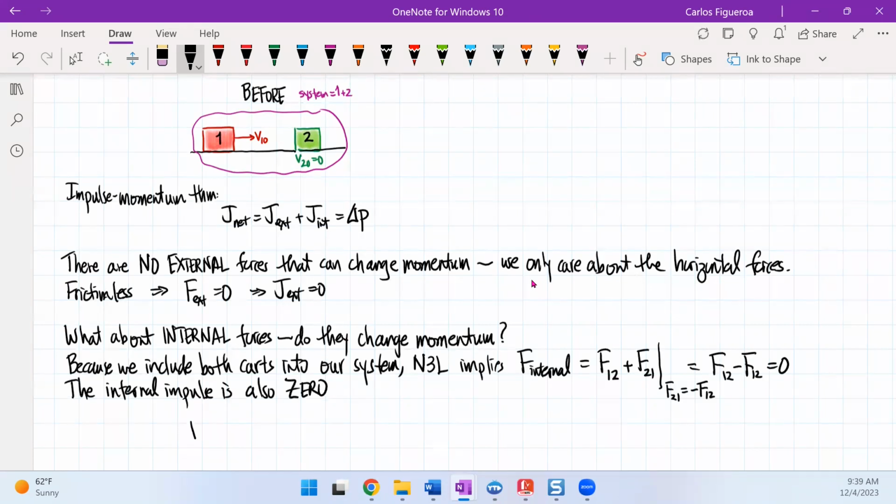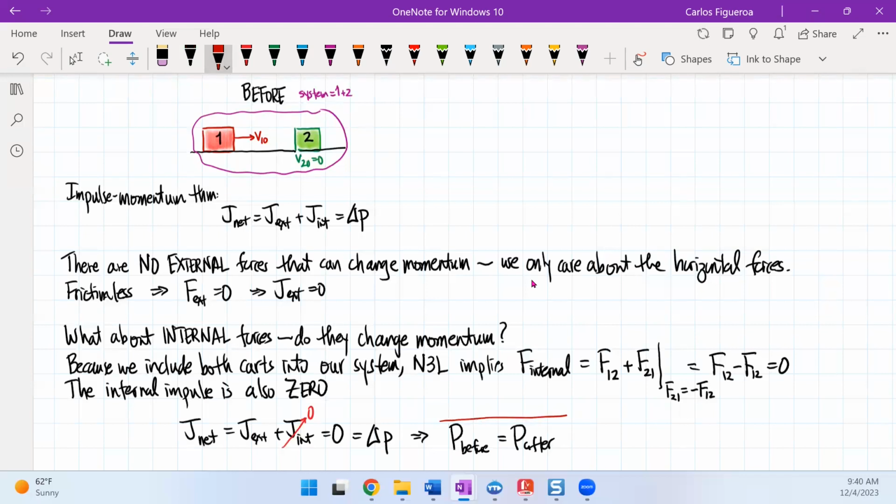So then from the impulse momentum theorem, I have no external impulses, and the internal impulse, from Newton's third law, is 0. So therefore, the change in momentum has to be 0, which then implies that the momentum before and the momentum afterwards are exactly the same. So in this case, we then say momentum is conserved.